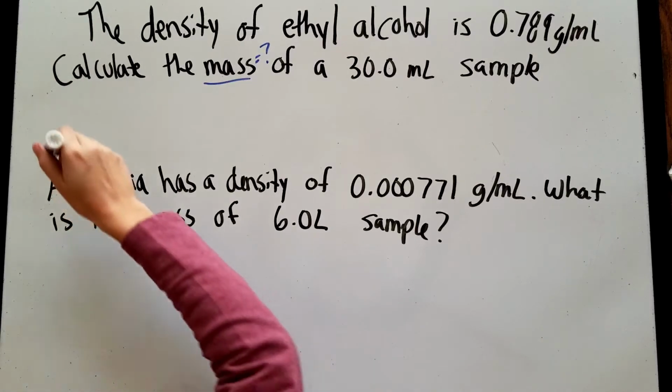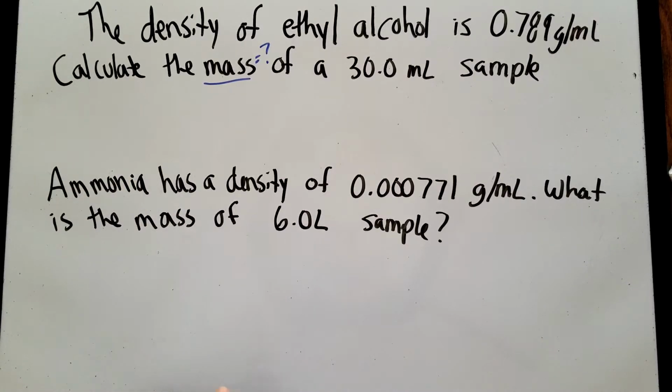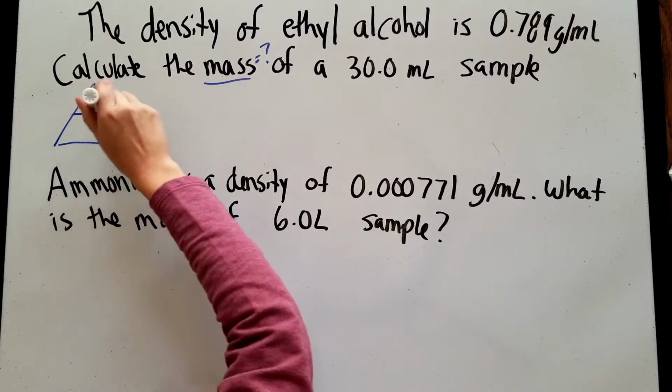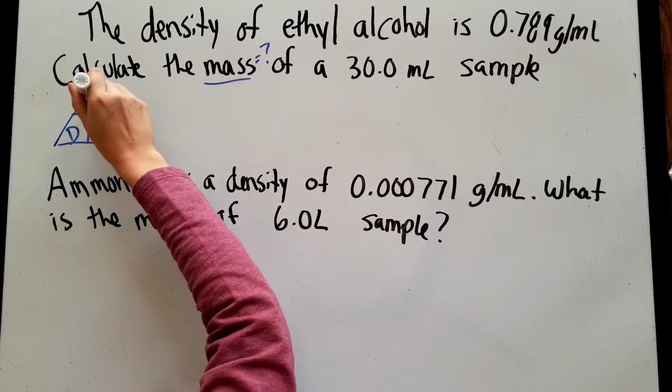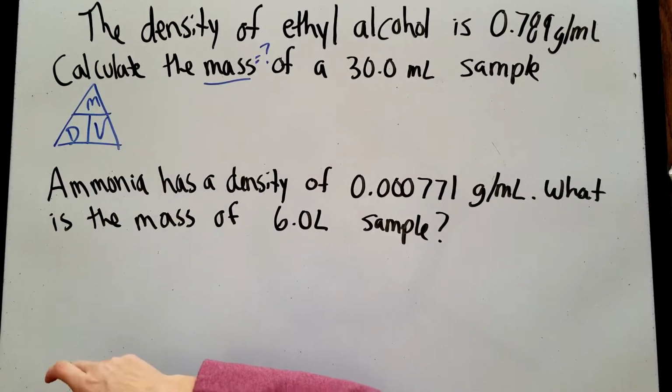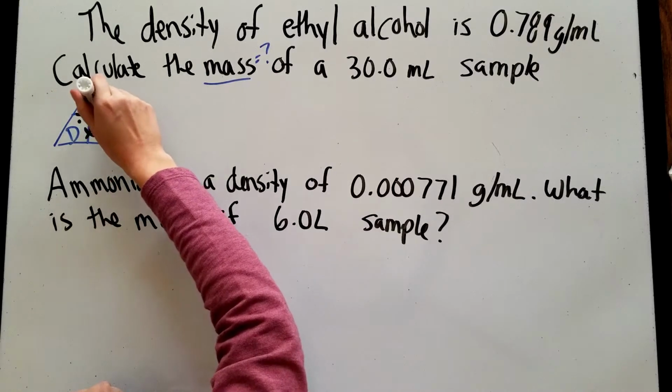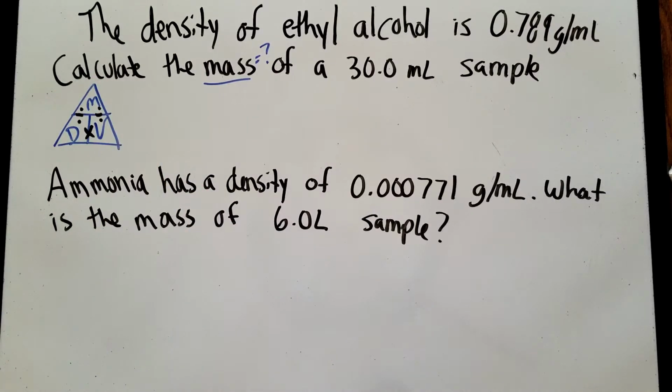So I'm going to write my density triangle over here. Let me do it over. Help me figure out what my equation is going to look like. DMV. This is a multiplication, and these are divisions. Okay, so what do we got?